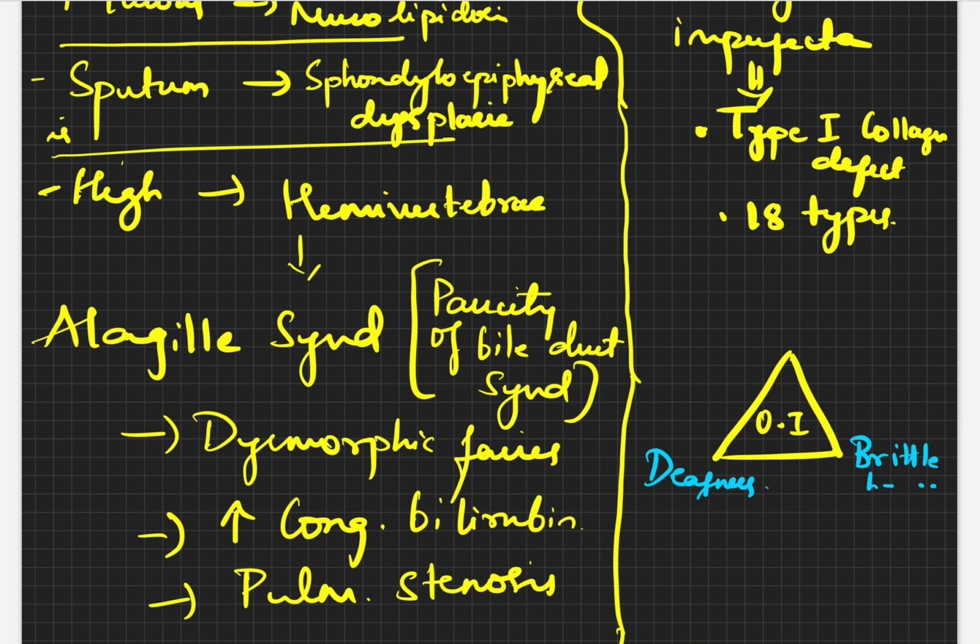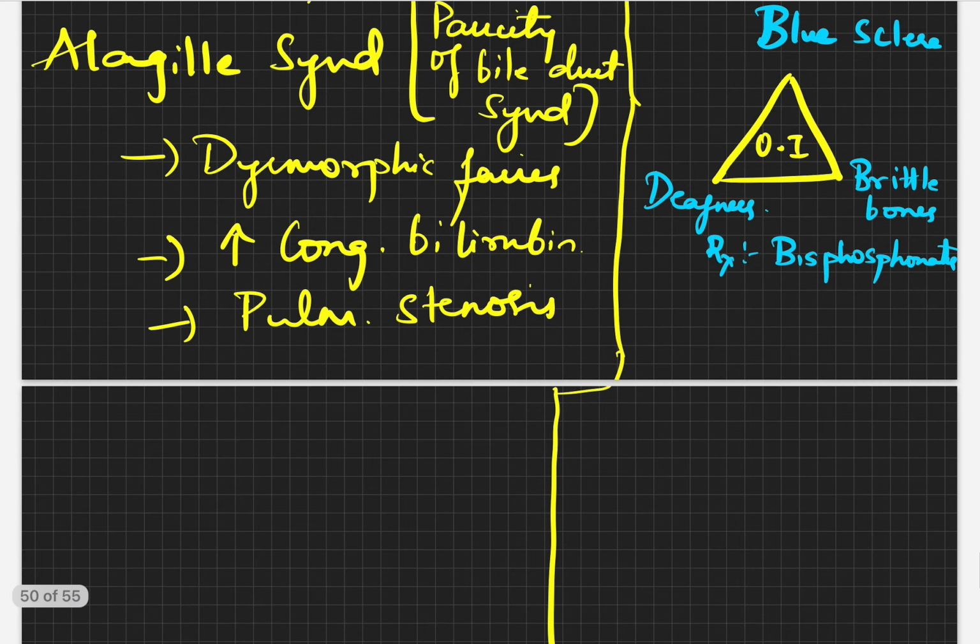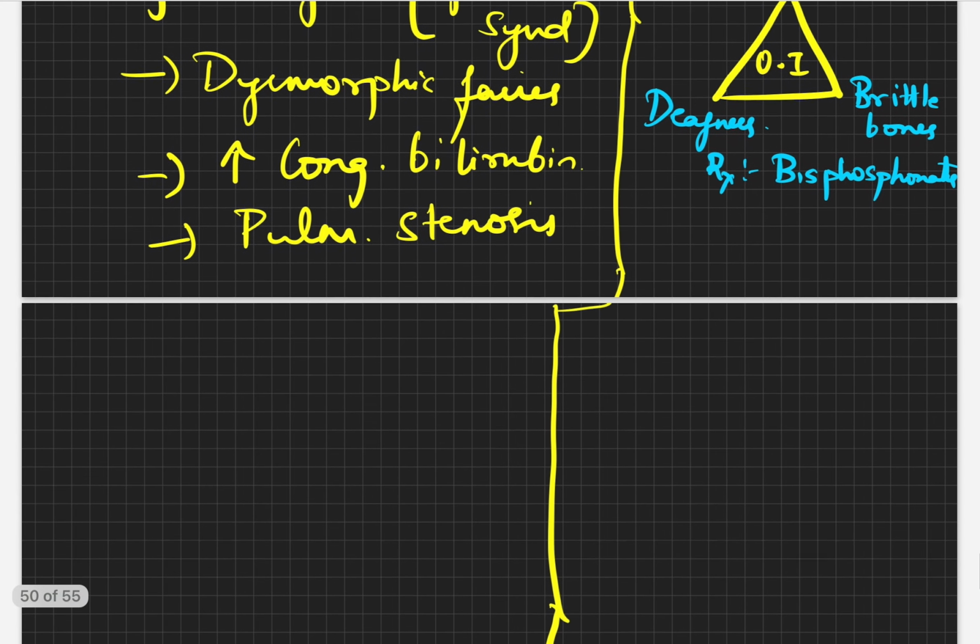There is a triad for osteogenesis imperfecta, which is also called brittle bone disease. There will be deafness and blue sclera, deafness and brittle bones, and we treat with bisphosphonates, that is pamidronate or alendronate.